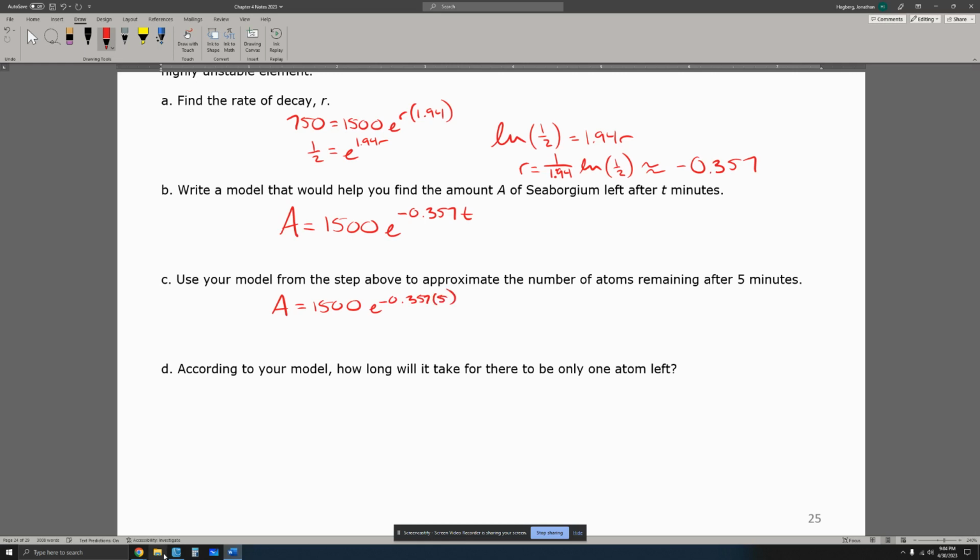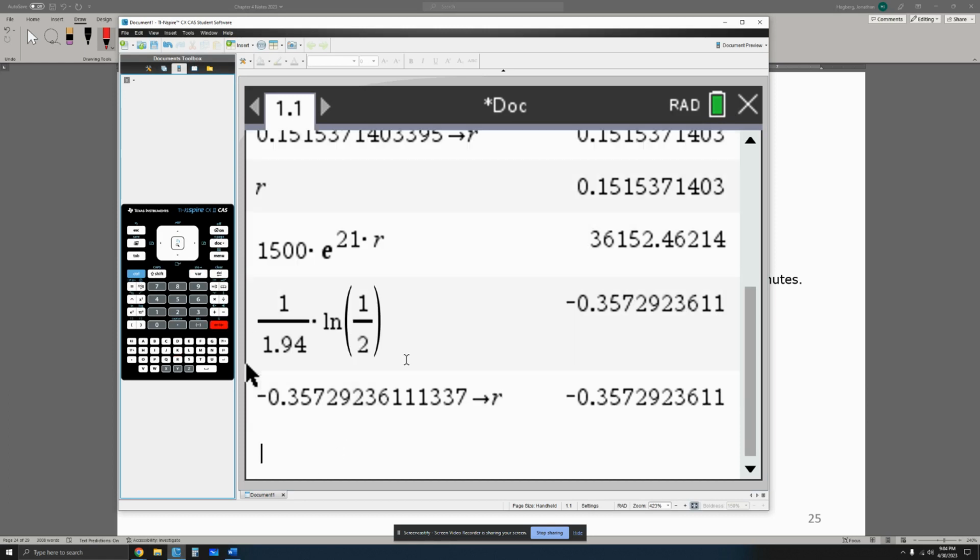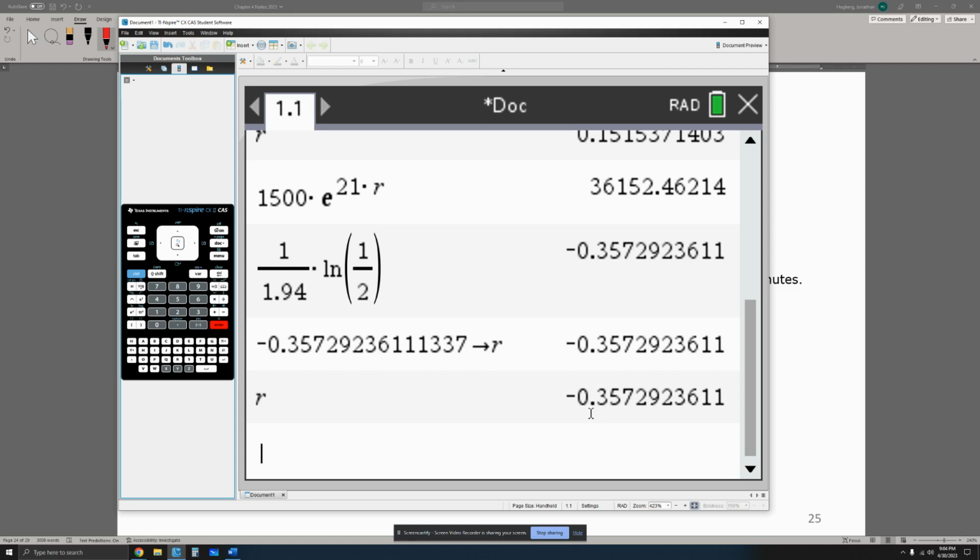I'm going to go back to the calculator, and I want to keep this value, so I'm going to store it again. And I'm going to actually use that same variable r, and what that's going to do is overwrite the previous value for r. When I hit enter, that tells us that we've overwritten it. And if I wanted to recall it just to show you, we can see that it's that new value.